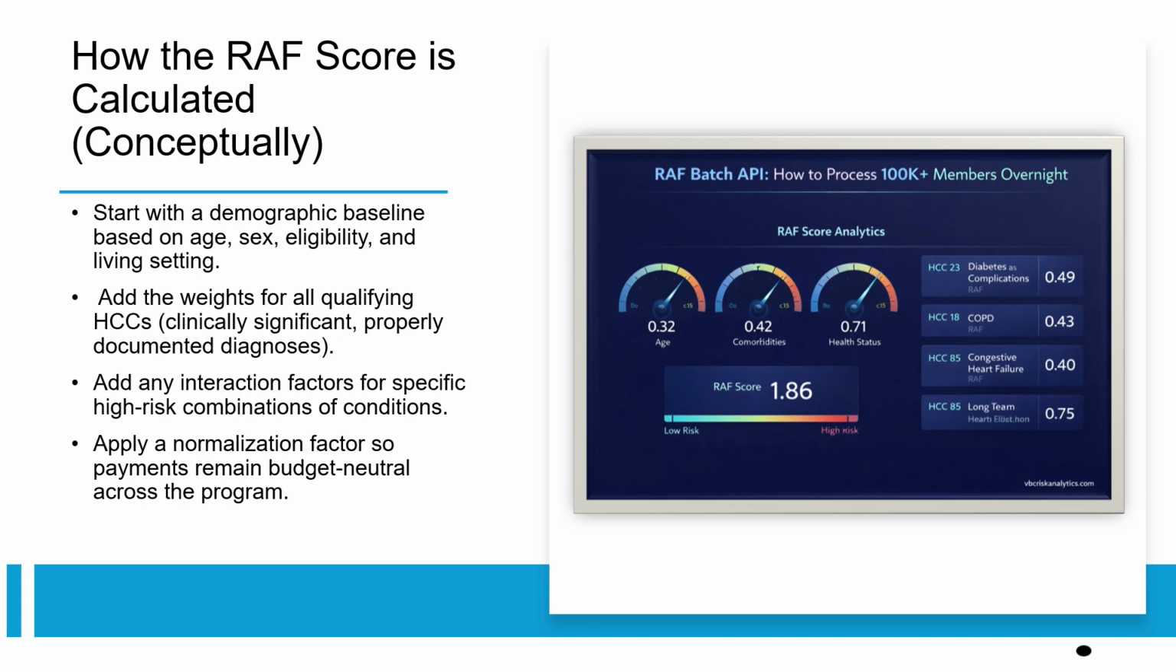How the RAF score is calculated. Start with a demographic baseline based on age, sex, eligibility, and living setting. Add the weights for all qualifying HCCs, meaning clinically significant, properly documented diagnoses. Add any interaction factors for specific high-risk combinations of conditions. Apply a normalization factor so payments remain budget neutral across the program.